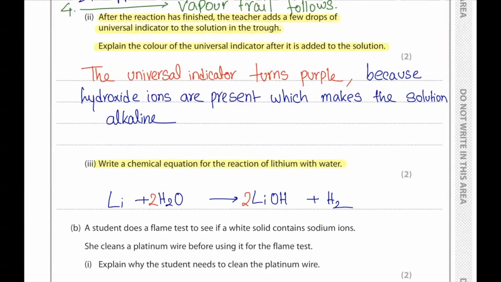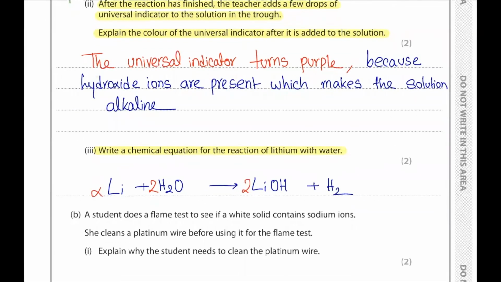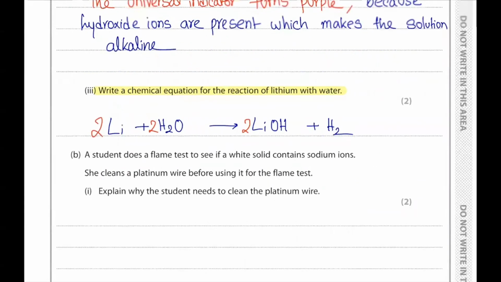So there are 4 hydrogens on the left hand side. Now to balance the 2 lithium, we'll have to put a 2 in front of the lithium, and we will naturally find out that the 2 oxygens are balanced.